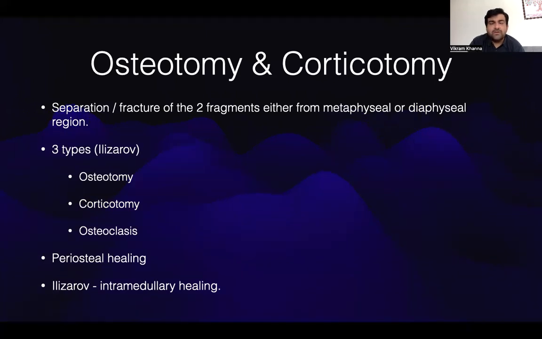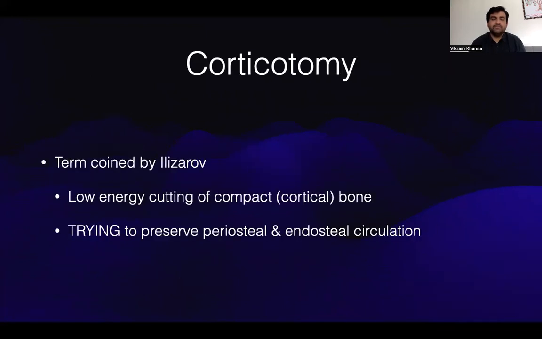So osteotomy or corticotomy is the separation or the fracture of the two fragments either from the metaphysis or the diaphyseal region. Then there are three types: osteotomy, corticotomy, or osteoclasis. Mainly the healing occurs from the periosteal blood supply. However, Ilizarov was of the thought process that the intramedullary blood supply also plays a part, but it has not been proven yet.